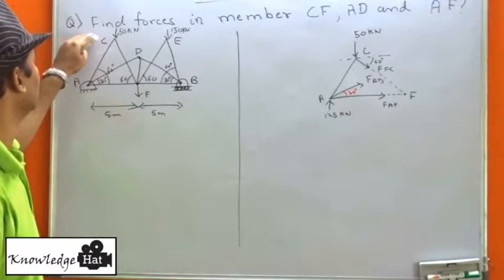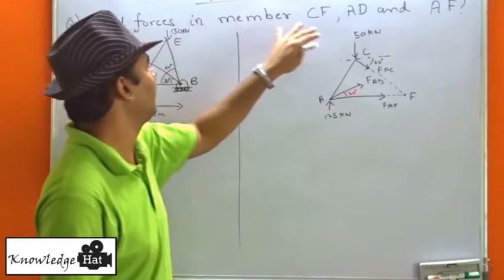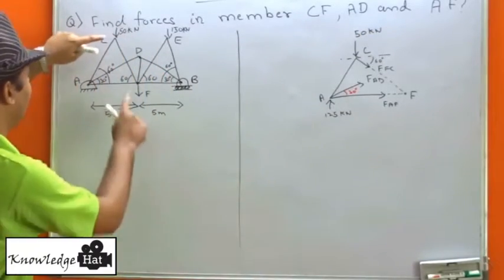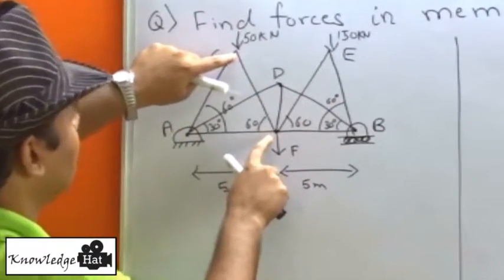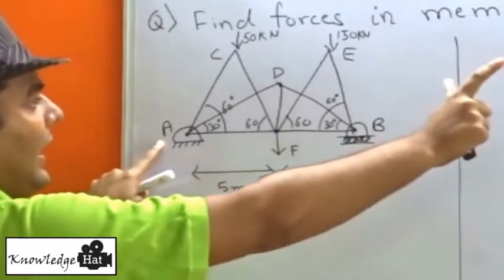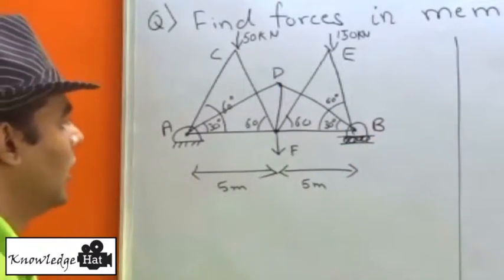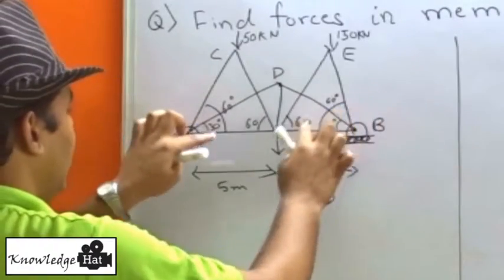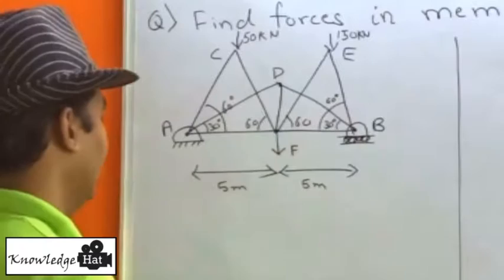A new question here. Find the forces of members CF, AD and AF. CF is this member, AD is here, and AF. So the first step would be again to get the reactional forces of the joints that we have.